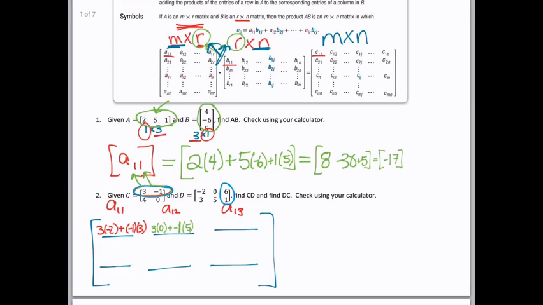And I'll write it out here using the black pen. So this would be 3 from the first times 6 from the second, then the negative 1 from the first and the 1 from the second.